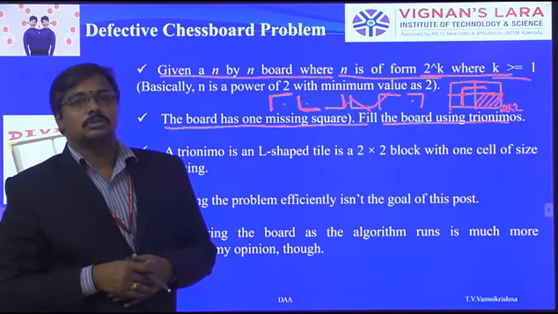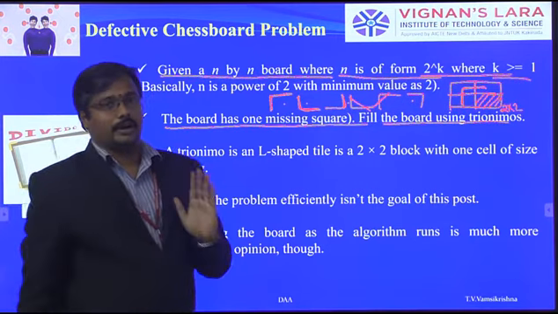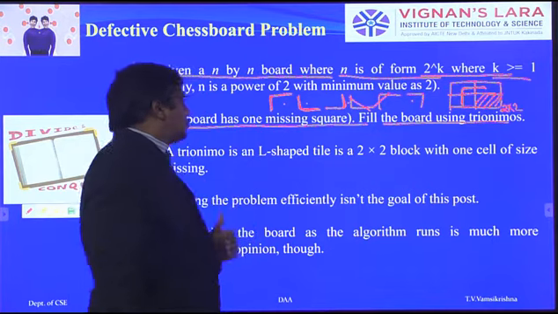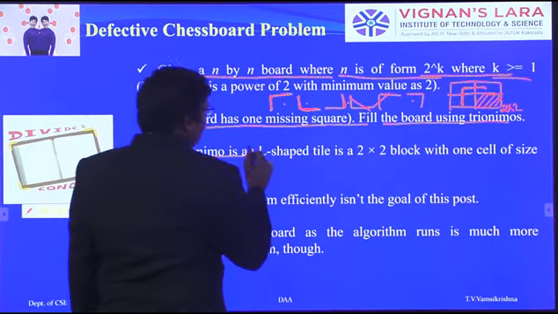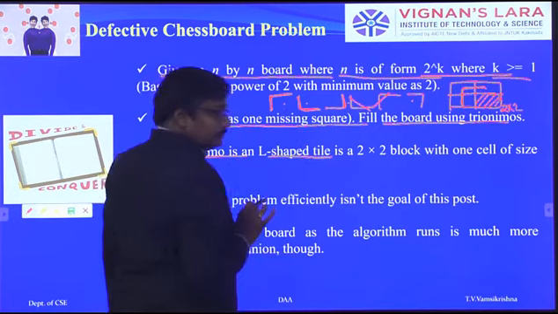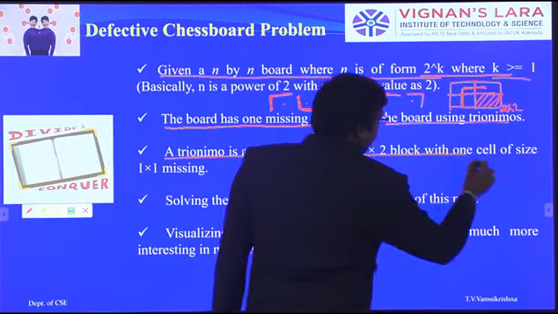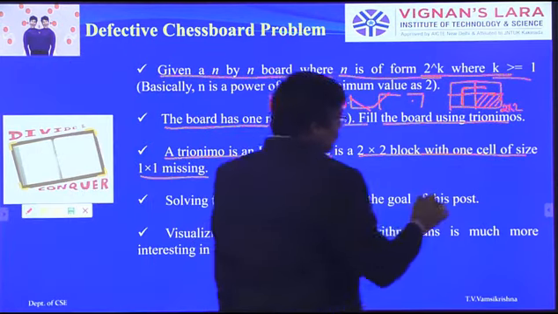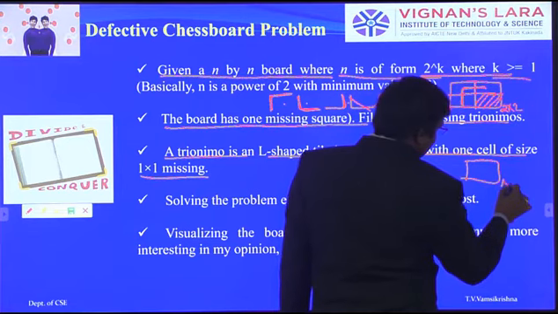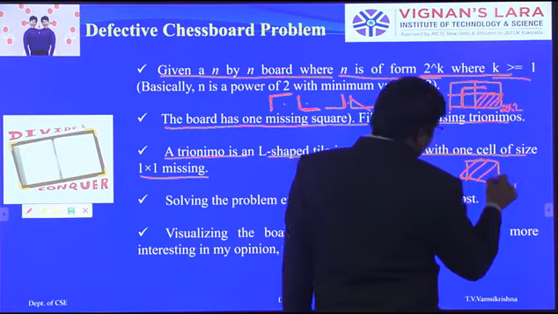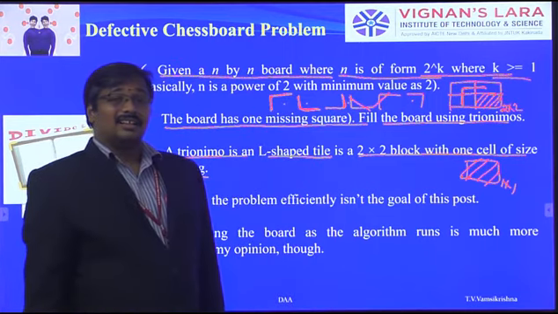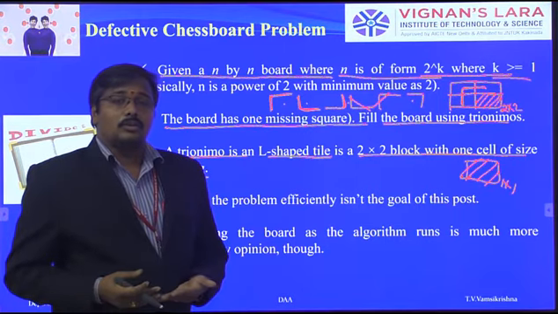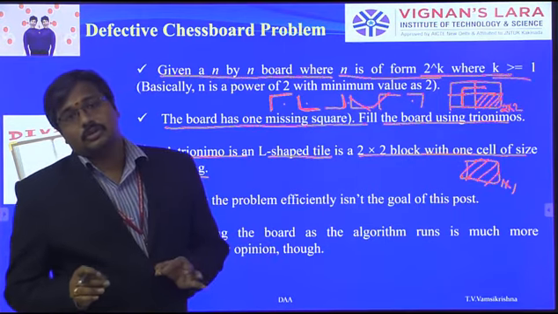So how many triaminos are required to cover all the tiles? That is the chessboard problem. A triamino is an L-shaped tile like this, a 2 by 2 block with one 1 by 1 cell missing. Suppose we take only a 1 by 1 chessboard, which is one tile, and we imagine it as the defective tile. There are no more tiles, so 0 triaminos are required.